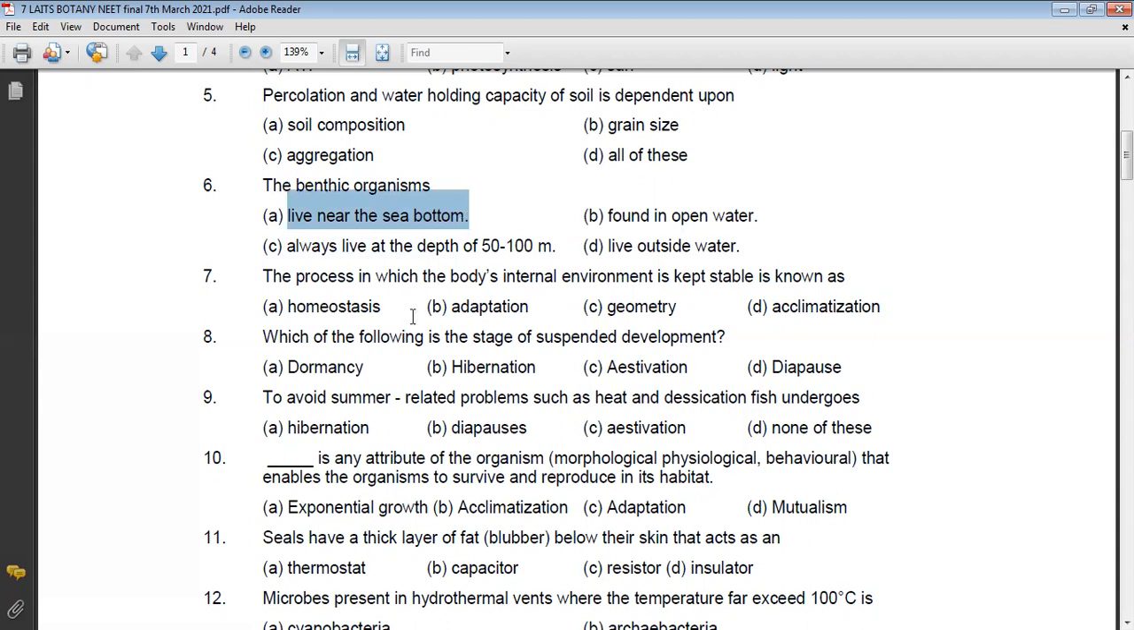Seventh question, the process in which the body's internal environment is kept stable is known as, internal environment is stable, so that is known as homeostasis. Okay, it's homeostasis.